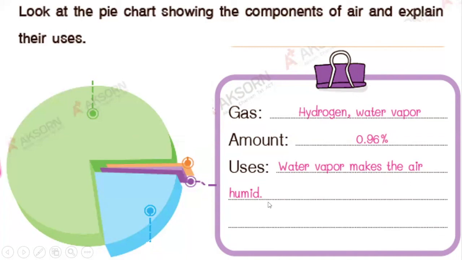Right? Okay, now you pause the video, write down everything in your work textbook, okay? Hydrogen, water vapor, 0.96%, and water vapor makes the air humid. Pause the video and write it down in your work textbook, okay? When you finish, push the play button and we continue our lesson.